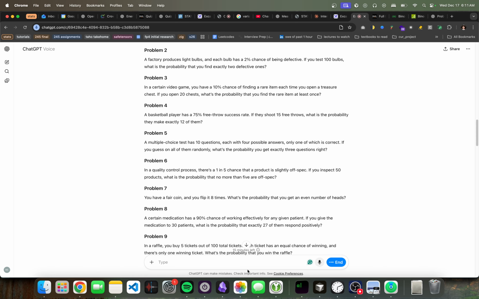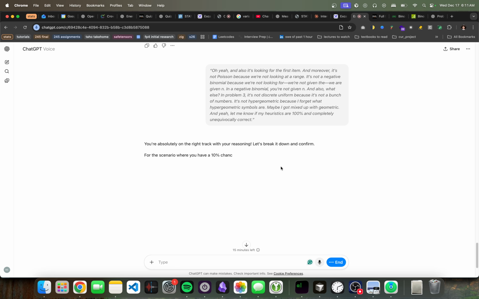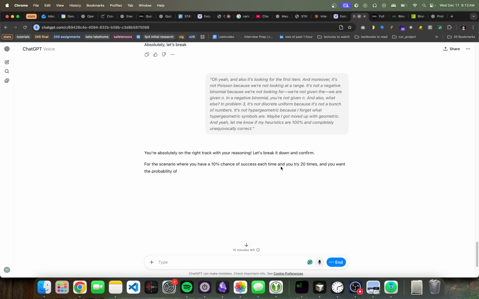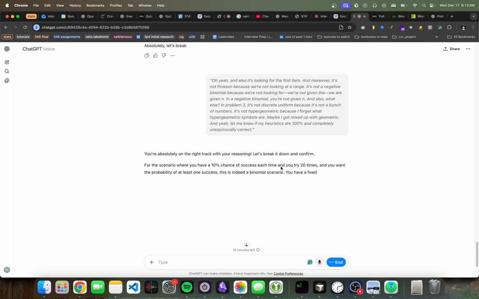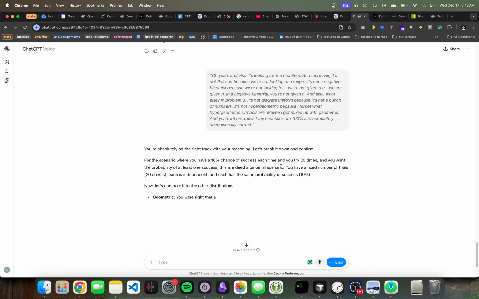You're absolutely on the right track with your reasoning. Let's break it down and confirm. For the scenario where you have a 10% chance of success each time and you try 20 times and you want the probability of at least one success, this is indeed a binomial scenario. You have a fixed number of trials, 20 chests, each is independent, and each has the same probability of success, 10%. Now let's compare it to the other distributions.